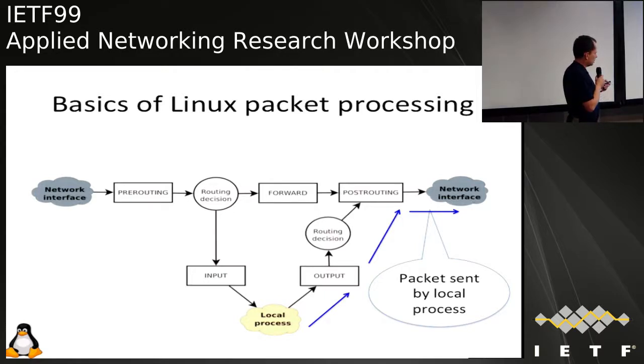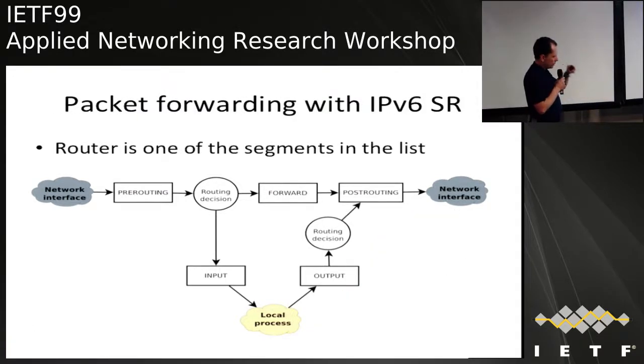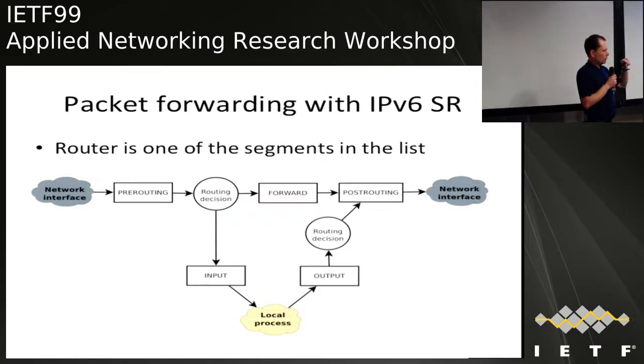So what do we change with IPv6 segment routing? Well, you have to change the way the packets that contain a segment routing header will be processed. Let's take two examples. The first one is the router is one of the segments in the list. So you have received an IPv6 packet that contains a segment routing header. And this segment routing header contains the loopback address of the router as one of the addresses of the segment routing header. So the packet was destined to this node, at least from a segment routing viewpoint.